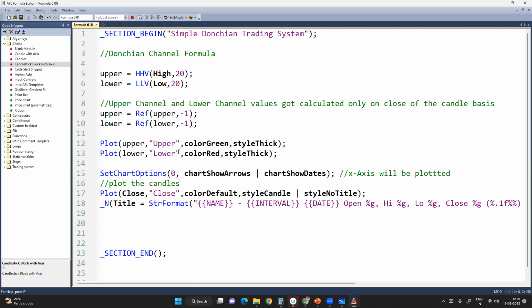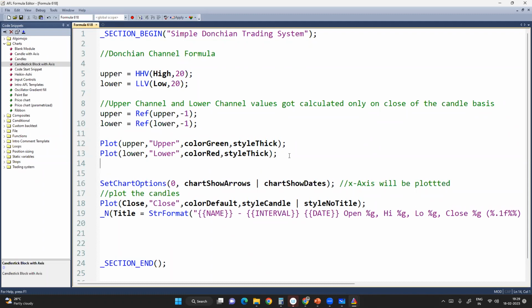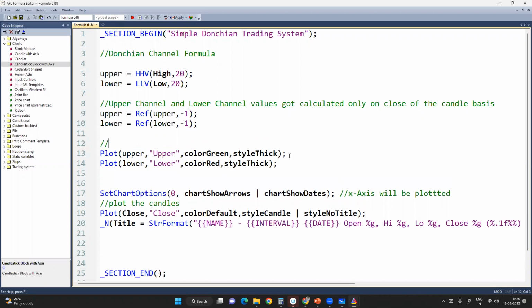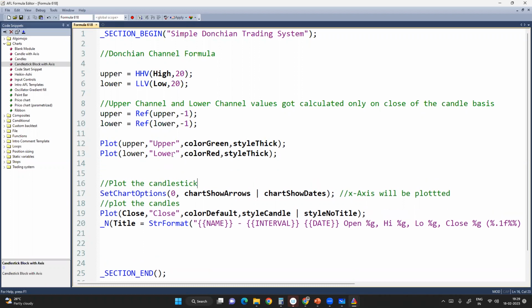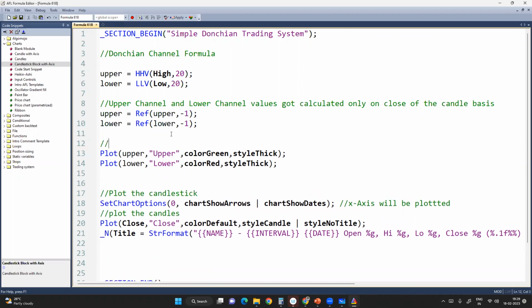Now it is easy to write a trading system over here. So what will this block do? This block will plot the candlesticks. Sorry, this block will plot the candlesticks. And this block will plot the Donchian channel.